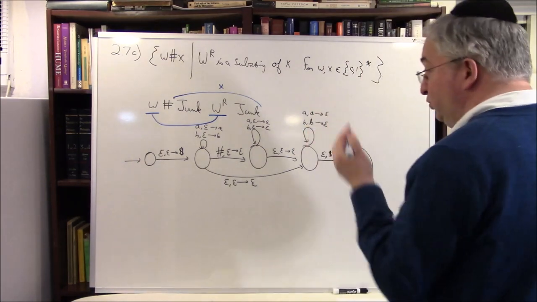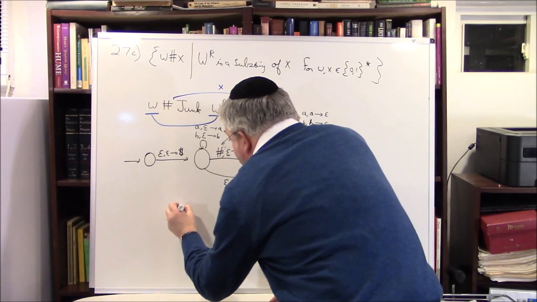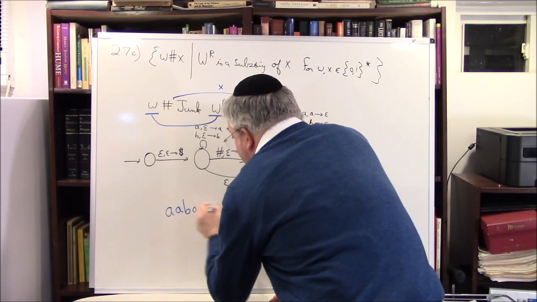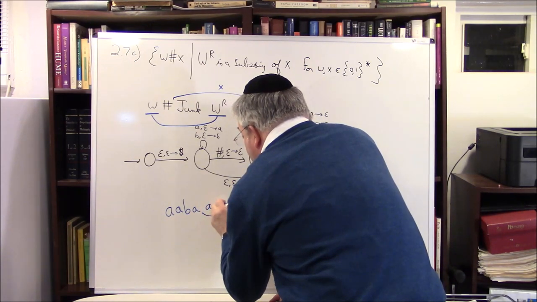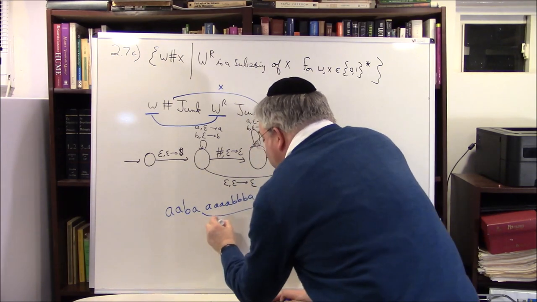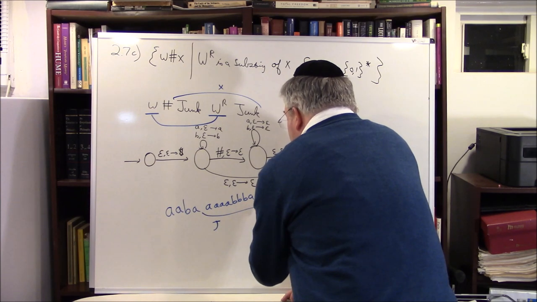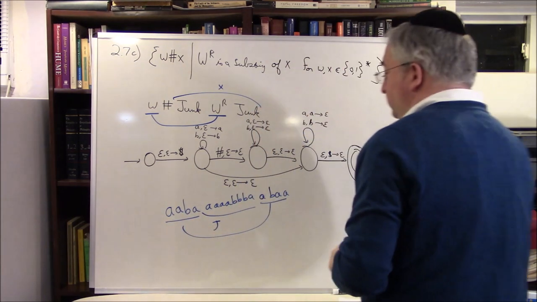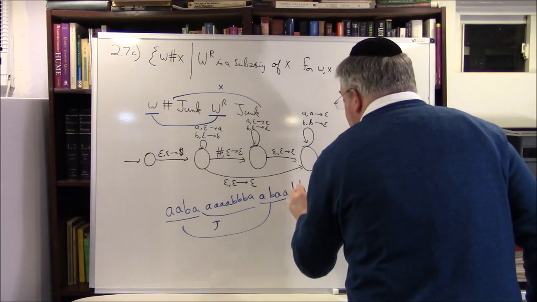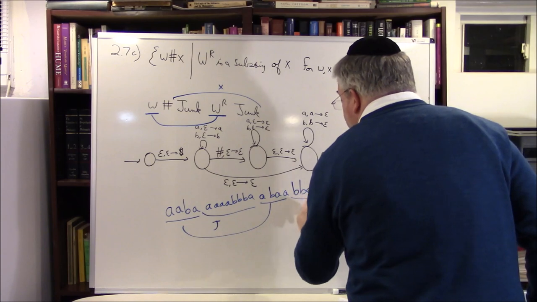So for example, let's do a typical word that's done in this thing. I have A, B, A. Then I'm going to have a bunch of junk: A, B, B, A. That's junk. Then I'm going to have A, B, A. That is the same as that, but in reverse. And then I'm going to have B, B, A. Junk.